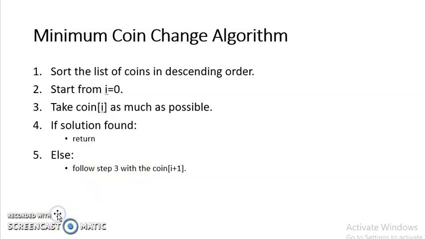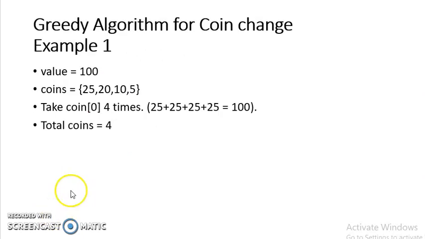So let's see how this solution works. Now you have a value of rupees 100, and this is the list of coins sorted in descending order. So you start with i equal to 0. i equal to 0 points to 25. So you take the first coin as many times as possible, and if you take 4 coins of rupees 25, you get rupees 100. So you return at this point. So total coins that are used are 4.